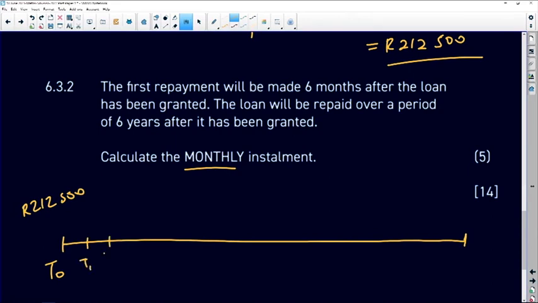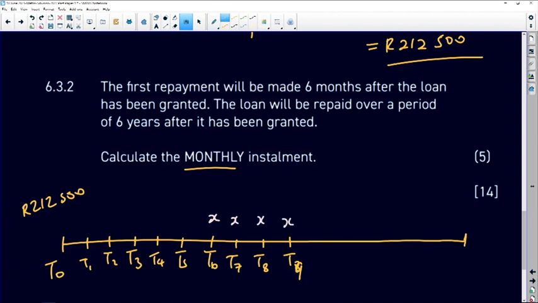T1 passes. T2 passes. T3 passes. T4 passes. T5 passes. T6, Thabo pays. This is where he starts paying his first installment. Okay? Thabo arrives here. Puts his first installment payment. Okay? T7, Thabo is going to come back. T8, Thabo is going to pay. T9, Thabo is going to pay. So Thabo is coming to pay this installment from T6.